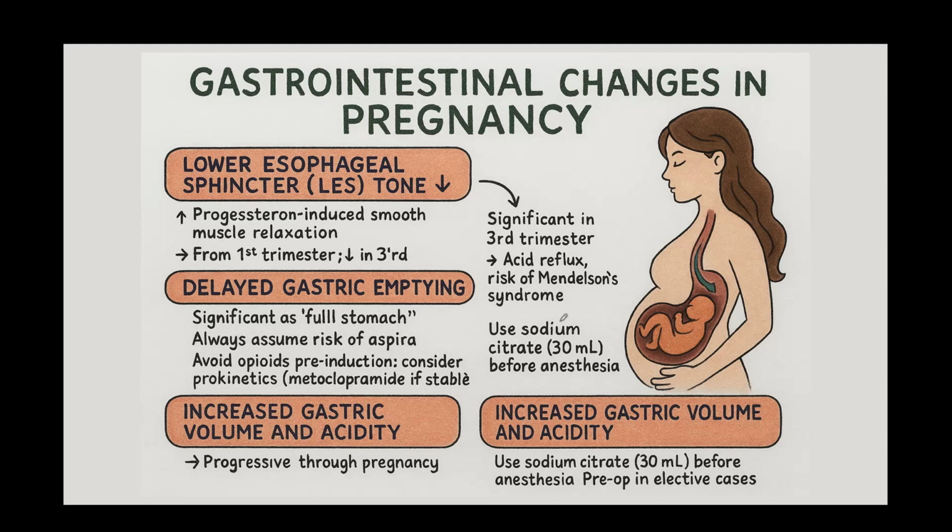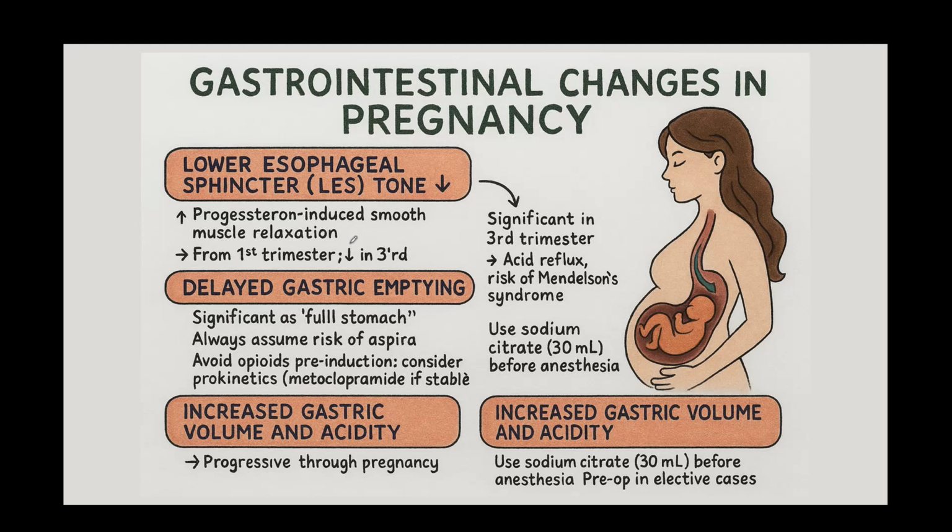Gastrointestinal changes in pregnancy, let's summarize them. Lower esophageal sphincter tone decreases. This is due to progesterone-induced smooth muscle relaxation from the first till the third trimester. That causes acid reflux and risk of aspiration or Mendelson syndrome. We spoke about Mendelson syndrome and aspiration in the preclinical course. Delayed gastric emptying, we spoke about it, because of mechanical and hormonal action. And if feasible, you can use a prokinetic agent.